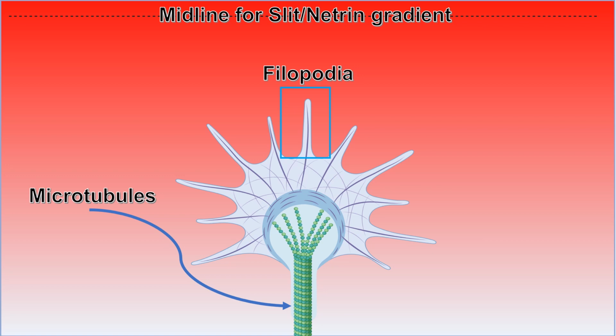The midline for the slit-netrin gradient is found up here at the top. This tells us where the highest concentration of slit and netrin are, which are both ligands for the Robo and DCC complexes.